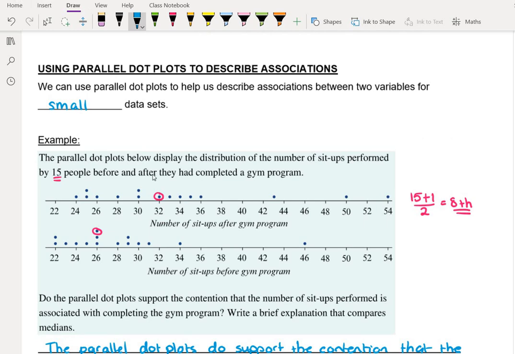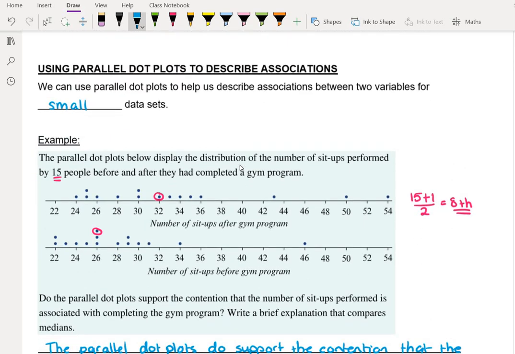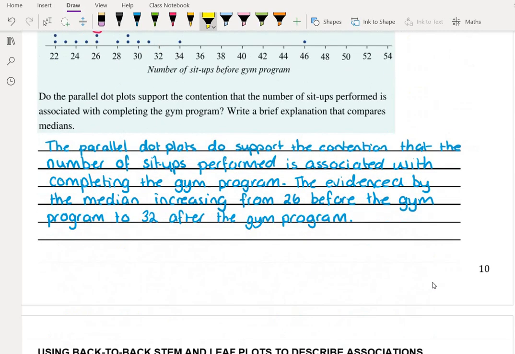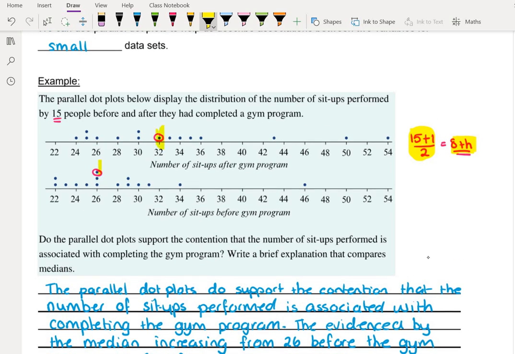And all of this can be done not only using parallel box plots, but we can use parallel dot plots. So really the same process, but dot plots are not as efficient because they don't give us the median or Q3 or Q1. We do have to find them ourselves. The best thing to do is use the method of (n+1) divided by 2 to find the location of the median and count to see where your median is. And then after all of that, you can come to a conclusion using the actual values of the median.